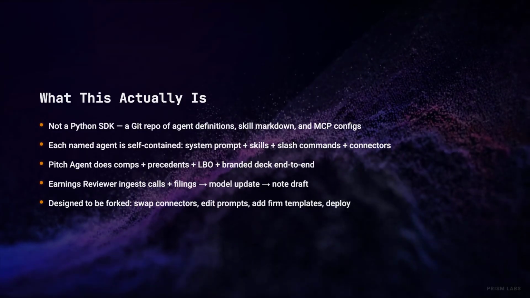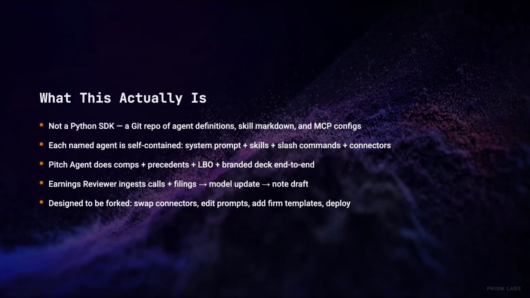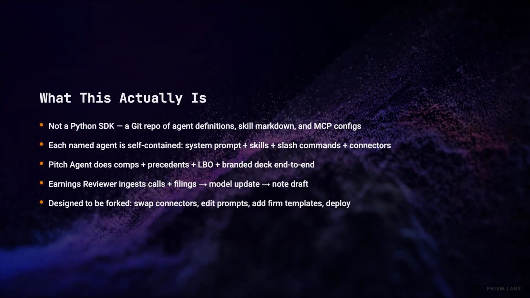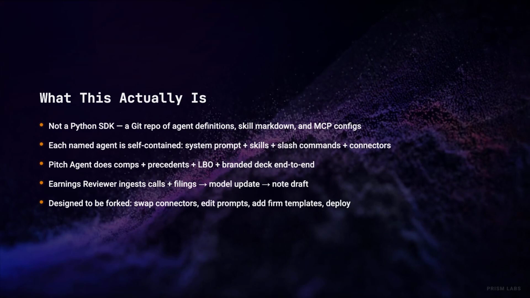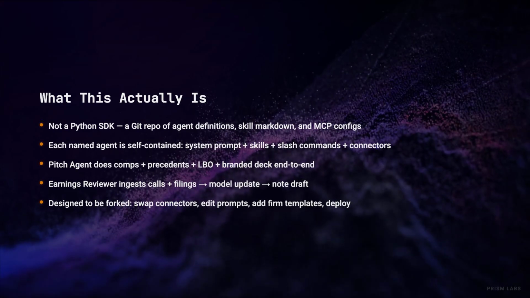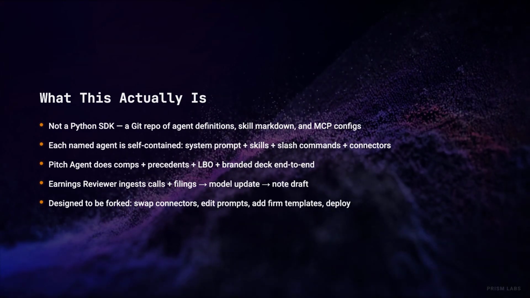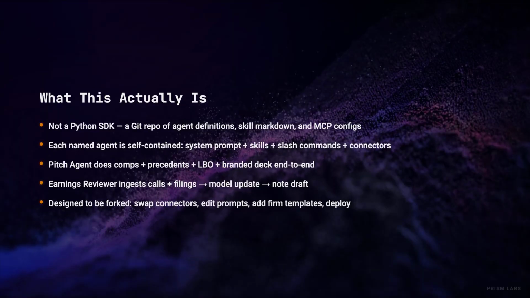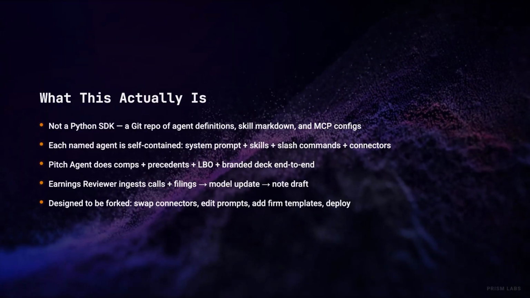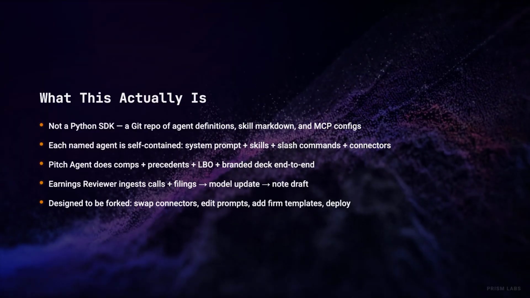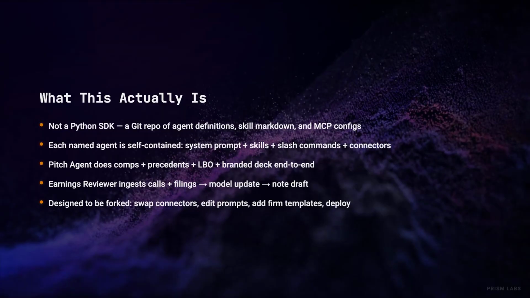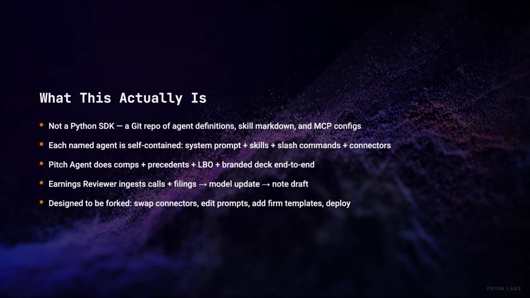Each named agent is a self-contained bundle: its own system prompt, its own skill set, its own /commands, its own connector dependencies. The pitch agent, for example, knows how to do comps, precedents, and an LBO, then drafts a branded pitch deck end-to-end. The earnings reviewer ingests the earnings call and the filings, updates a model, and drafts the note. The GL reconciler finds breaks, traces root cause, and routes for sign-off. None of these are demos, they're starting points you fork.